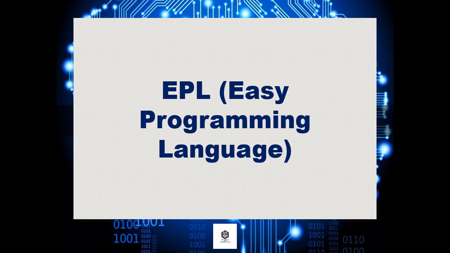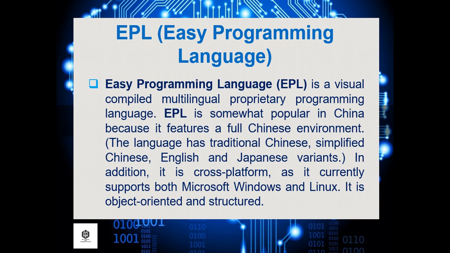EPL, or Easy Programming Language. Easy Programming Language, or EPL, is a visual, compiled, multilingual proprietary programming language. EPL is somewhat popular in China because it features a full Chinese environment. The language has traditional Chinese, simplified Chinese, English, and Japanese variants. In addition, it is cross-platform as it currently supports both Microsoft Windows and Linux. It is object-oriented and structured.